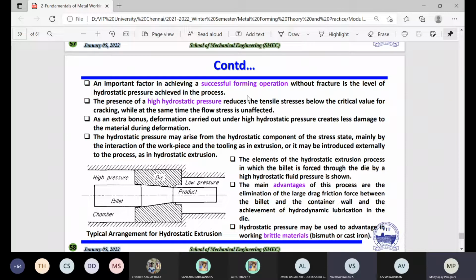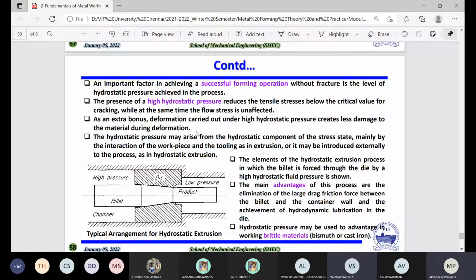And the presence of high hydrostatic pressures reduces the tensile stress. So what will happen? You have the high hydrostatic pressures here, so they reduce the tensile stress below the critical value for cracking, while at the same time the flow stress is unaffected. Okay, so already we have discussed the flow stress, the flow curve and average flow stress. Similarly, we also have to think about this kind of hydrostatic pressure.